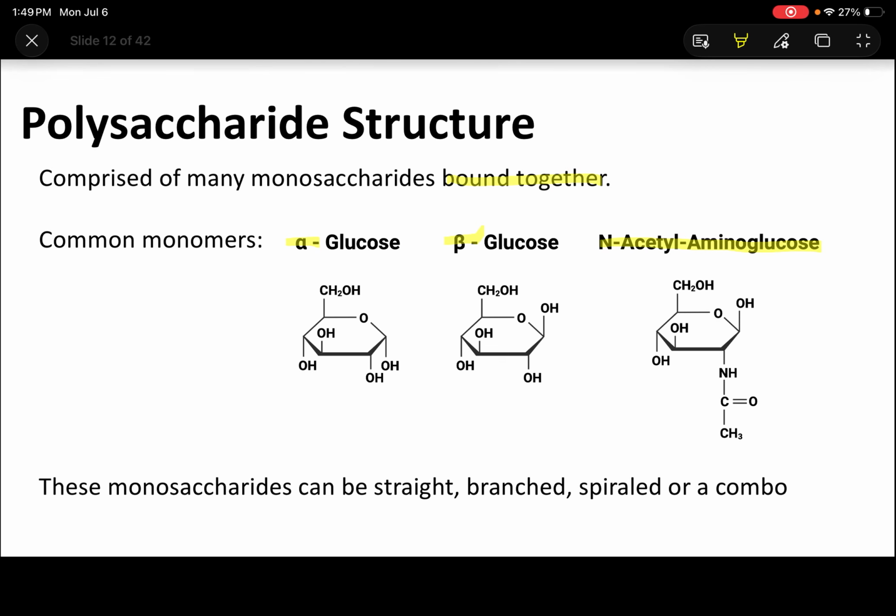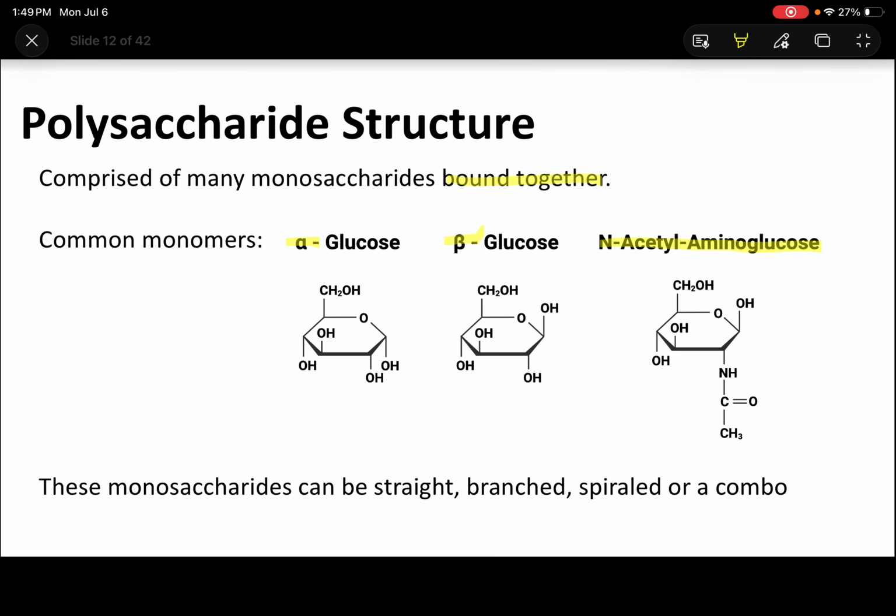N-acetylaminoglucose. These are just simple monosaccharides that look a little bit different. So alpha glucose is going to have slightly different chemical orientation compared to beta glucose, and N-acetylaminoglucose is an additional monomer that we see very commonly in polysaccharides. And I'll mention which ones go with which polysaccharide.